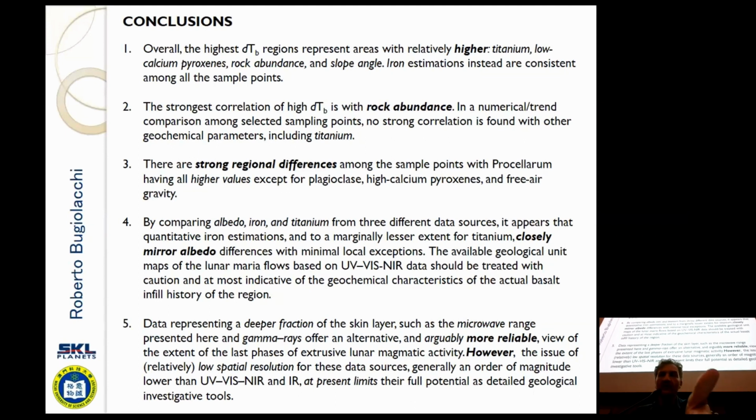Another strong correlation is rock abundance. These are not great discoveries. We know the two are together. There are strong regional differences between Procellarum and Imbrium, mostly to do with plagioclase, calcium pyroxene, and free air gravity. Something already mentioned is that by comparing albedo, iron, titanium images from completely different data sets, they are basically identical. Within the correlation and anti-correlations, the albedo and iron is basically the same, just inverted, anti-correlation, whatever you want to call it.